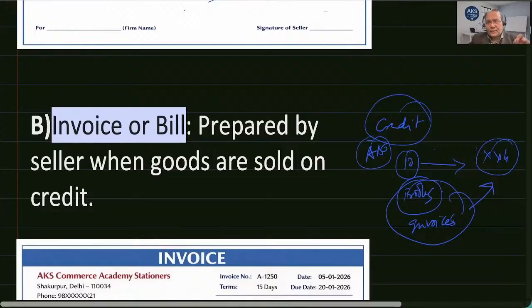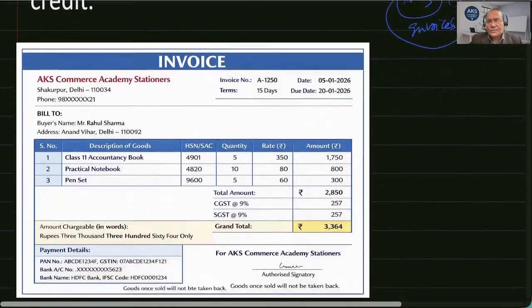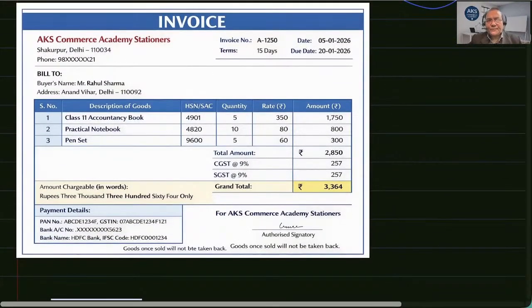So in the buyer's books, on the basis of the invoice, the accountant will enter in the books of account. Now, what is the format of an invoice? This is the name of the firm, the supplier, then to whom it is sold, the buyer's name is mentioned there, the address is mentioned, what all books have been sold at what price per unit, and the total amount which is to be paid.